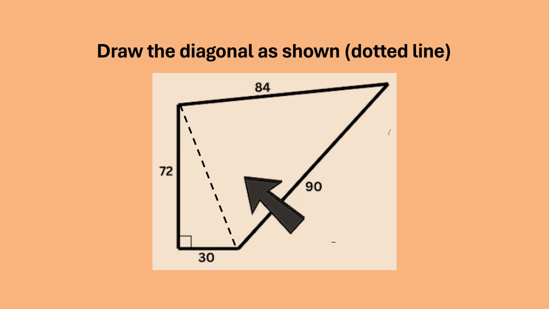And draw the diagonal as shown. We have shown the diagonal by the dotted line. So when you draw the dotted line, we actually divide the quadrilateral into two triangles. One is a right-angled triangle and the other is a scalene triangle. So we can divide the quadrilateral into two parts by drawing the diagonal as shown by the dotted line.